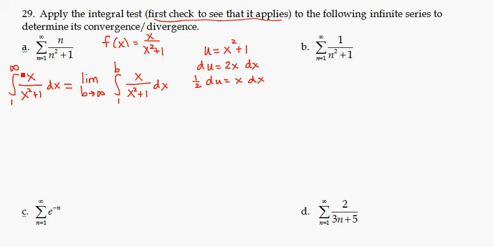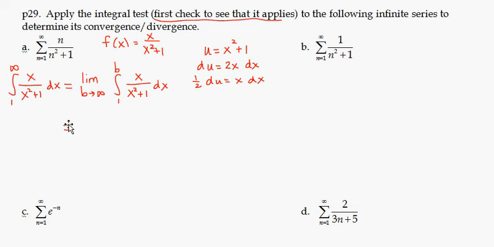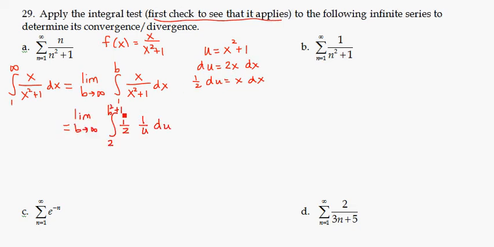Okay, so we are going to need a substitution here. When we write everything in terms of this substitution, this is what we get. Notice that my upper bound is now b squared plus 1 and my lower bound is 2, because I had to use this expression to convert my bounds from x to u. I'm left with 1/2 du as my x dx, and 1 over x squared plus 1 is 1 over u.